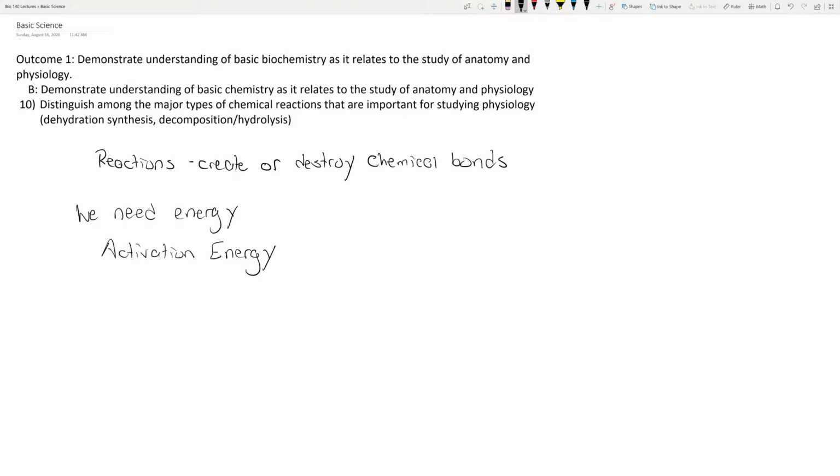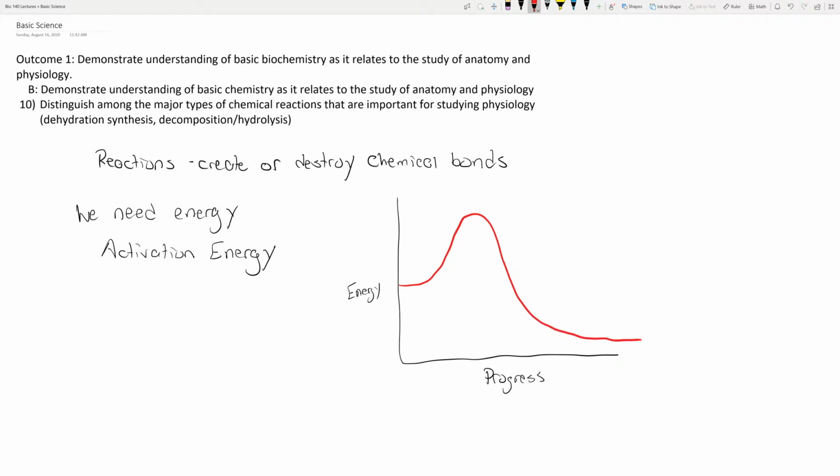Right. So we can graph this out. This would be the energy, and this would be the progress of the reaction. What we're going to see is something that looks like this. And this upstroke, all of this area in here, is the activation energy.